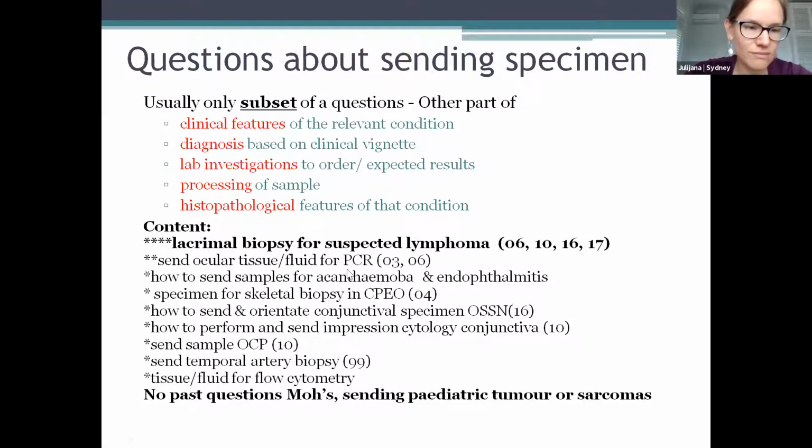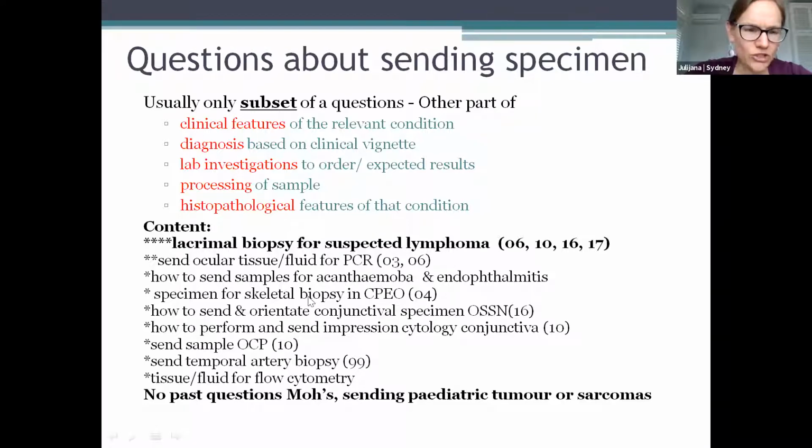I mean, there were some questions about sending specimens to the lab, so I do think it is important to know. The most common question that came up in the past papers was about lacrimal gland biopsy for suspected lymphoma and how you would send this specimen. That came up a few times. There were also questions to do with more microbiology, so sending ocular tissue or fluid for PCR, what kind of samples you would send and how you'd send them. Also similarly for endophthalmitis and acanthamoeba.